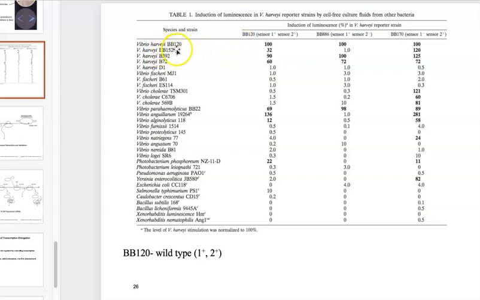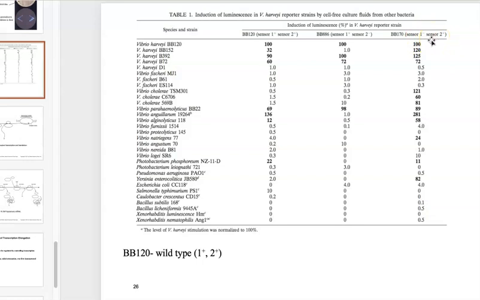So Vibrio harveyi BB120 is the wild type, and so it has all the sensor systems, both sensor systems 1 and 2. BB886 has sensor system 1 but lacks sensor system 2. And BB170 lacks sensor system 1 and has sensor system 2.